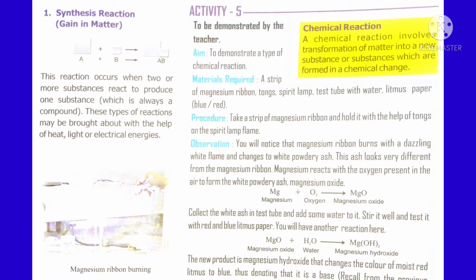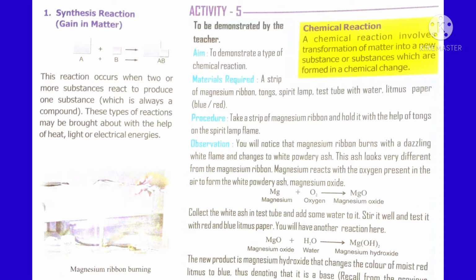Two or more substances combined chemically to form a single product. This type of reaction is called synthesis reaction or combination reaction. For example, burning of magnesium. Magnesium is a metal, it burns. That means burning occurs in the presence of oxygen. So, Mg reacts with oxygen, you will get one product, that is magnesium oxide.